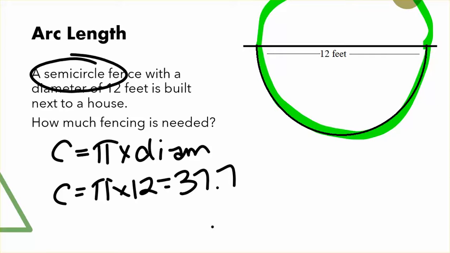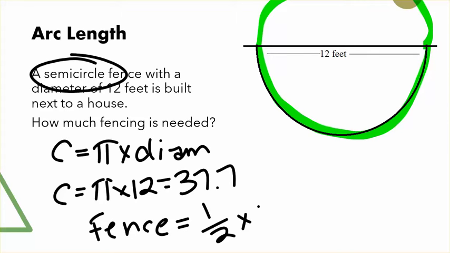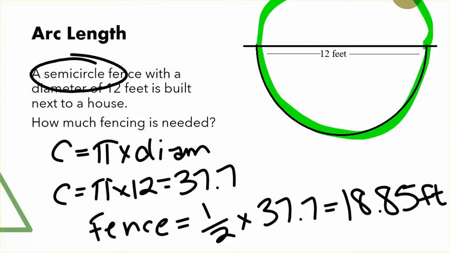We are told this is a semicircle. A semicircle means half of a circle. So my fence is going to be half of 37.7. So 37.7 divided by 2 tells me I need 18.85 feet of fencing.